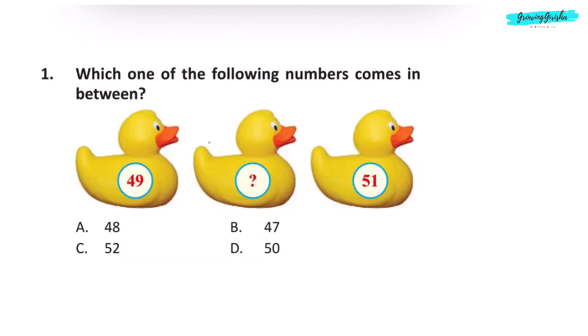Question 1. Which one of the following numbers comes in between? If we start the counting from 49, 49, 50, 51. So the missing number is 50. Option D.